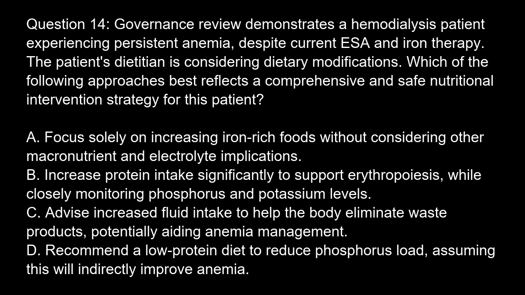Option A. Focus solely on increasing iron-rich foods without considering other macronutrient and electrolyte implications. Option B. Increase protein intake significantly to support erythropoiesis while closely monitoring phosphorus and potassium levels. Option C. Advise increased fluid intake to help the body eliminate waste products, potentially aiding anemia management. Option D. Recommend a low-protein diet to reduce phosphorus load, assuming this will indirectly improve anemia.